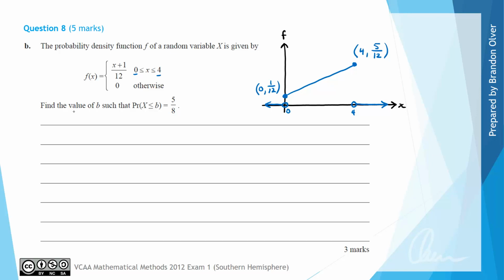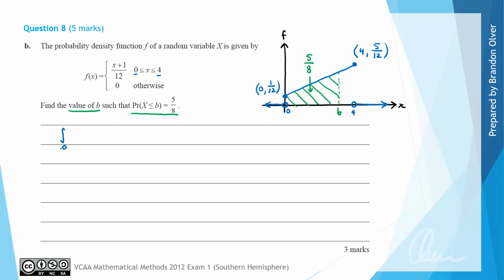And now we want to find the value of b such that the probability that x is less than b is equal to 5/8. So there must be some value b here so that the area under that curve is equal to 5/8. Now that we've set up the question, we can use an integral to solve this problem.